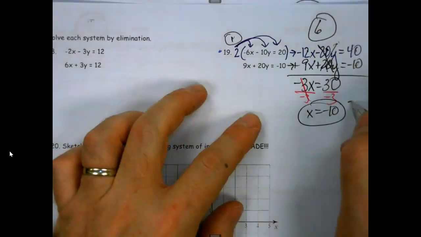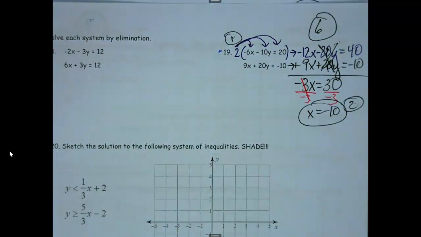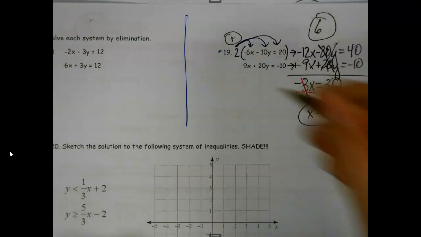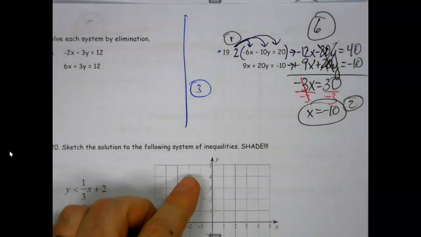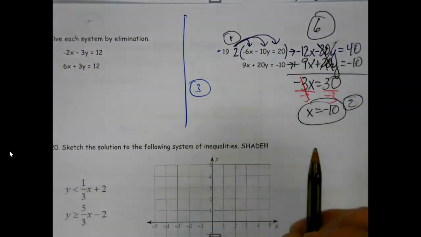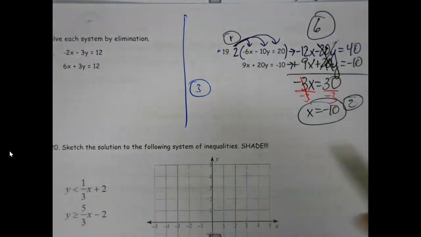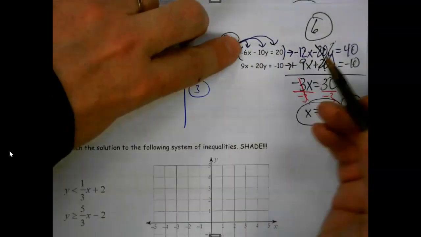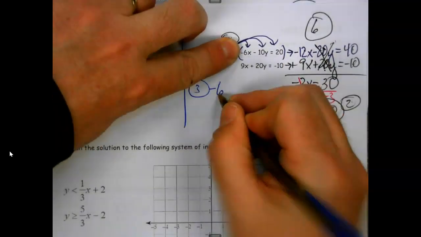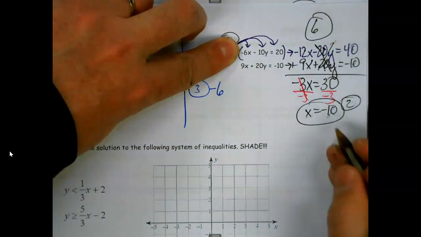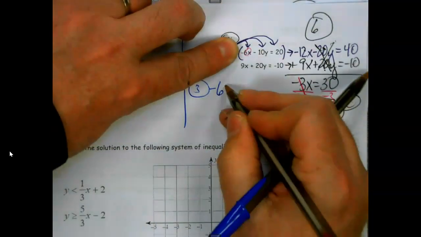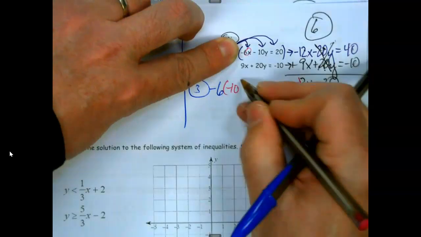Step 1, we got that out. Step 2, we solved for x. Last step. Step 3. This has just been me so far. I'm going to just stay consistent. I'm going to take this top equation before I multiplied it. I'm going to start copying it until I get to the x. When I get to the x, I'm going to replace it with the negative 10.